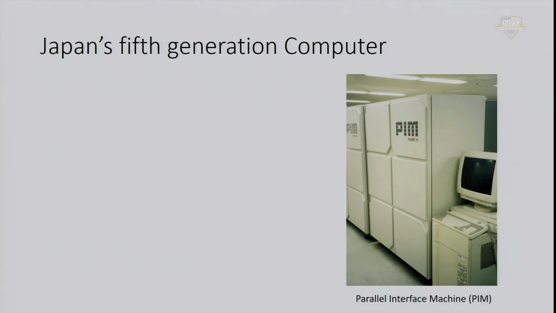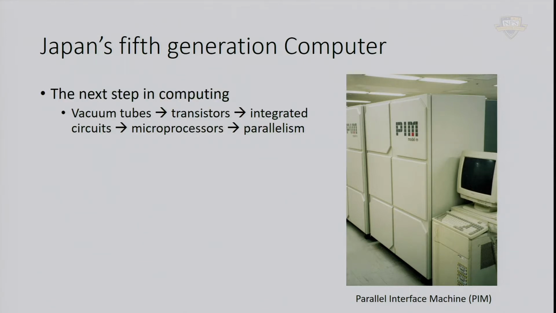One of the most prominent projects at the time was Japan's 5th generation computer. The image on the right there is the Parallel Inference Machine, one of the actual physical machines that was the result of this project. The project was called the 5th generation computer because it was thought at the time that this was the next step in computing.